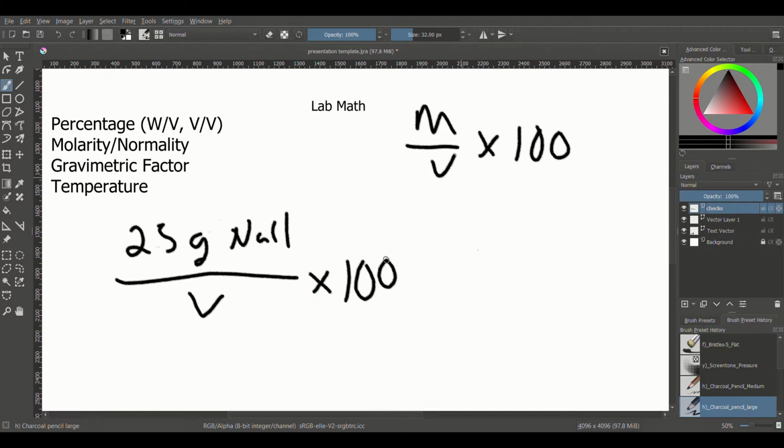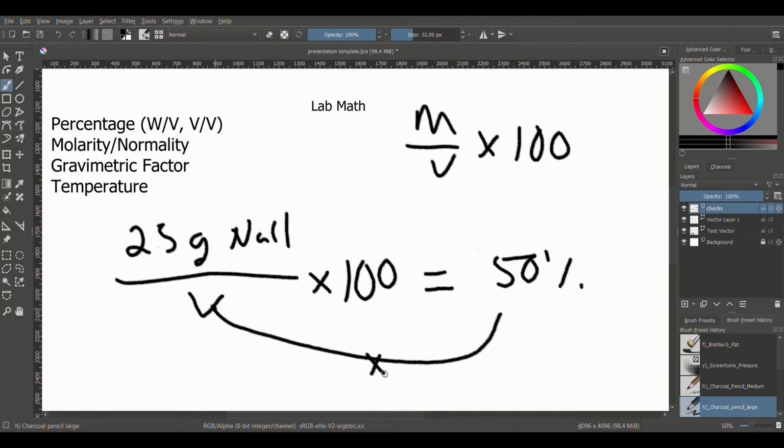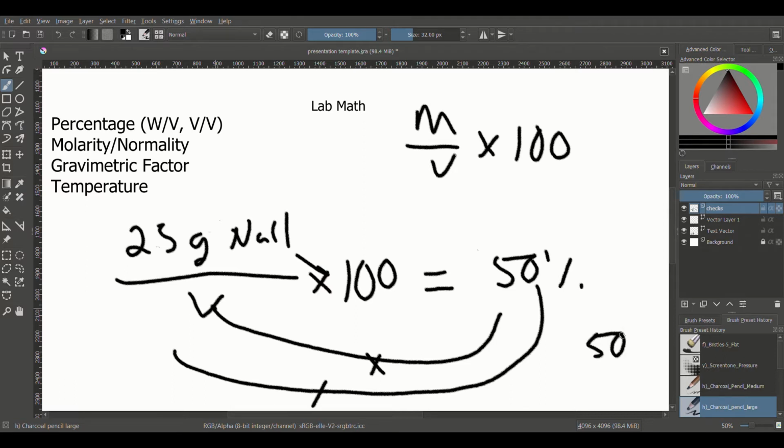The 100 never changes because we're going by percent, so per 100. But we know that we need to make a 50% solution with that. So we're going to move some things around here. We multiply by V to get it to the other side, and we divide by our 50% to get it to the other side. So that's 25 grams times 100, divided by our 50. That would give us 50 milliliters.